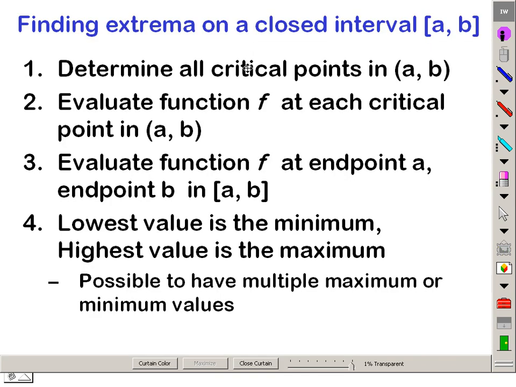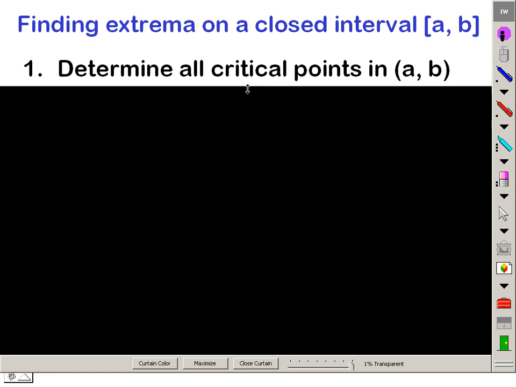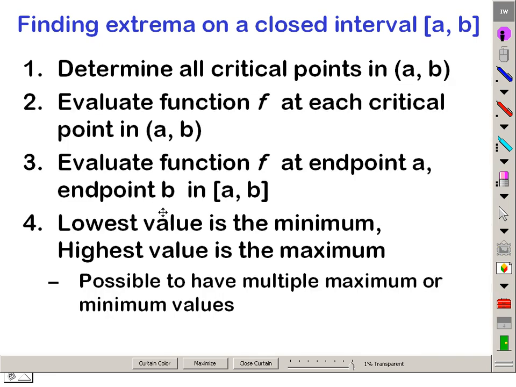Here are the steps for how to determine the extrema on a closed interval, AB. So now, instead of looking at a function for all values, we're only looking at it on a closed interval from A to B. It's actually a very straightforward process. First step, determine all critical points in AB.